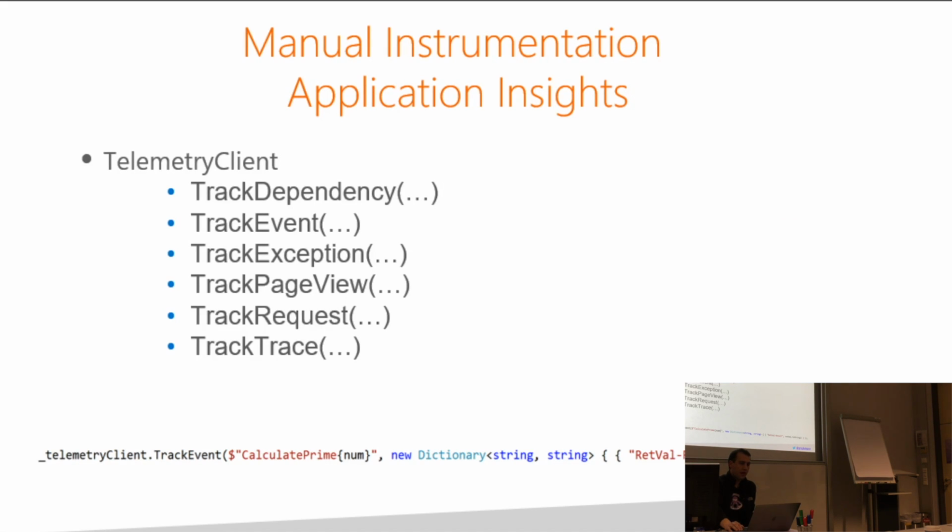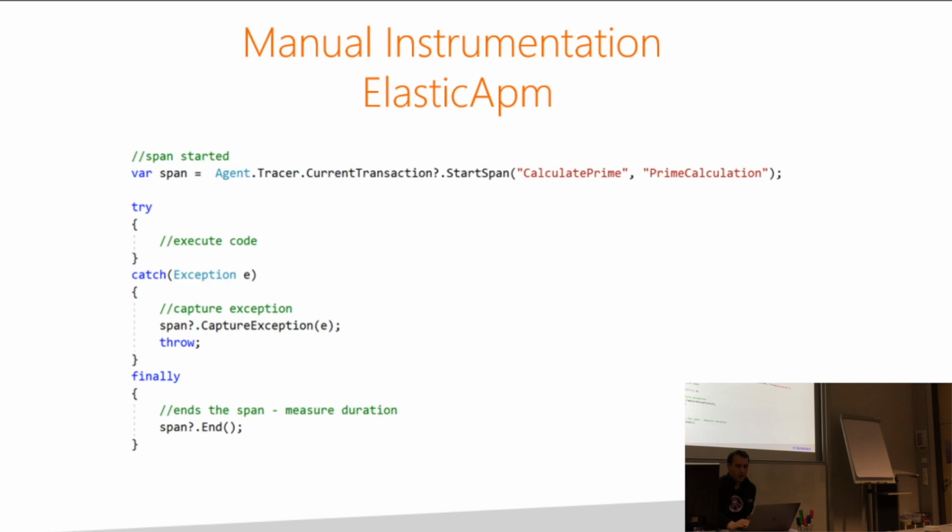Application Insights, for example, offers this class called TelemetryClient. With the TelemetryClient, you can track different things. You can track dependencies, events, exceptions, page views, request traces. What you see here at the bottom of the slide is that we just track an event, the prime number calculation, and then you can have a name for that event, and then you can pass arbitrary information with that. Here we, for example, pass the return value, and this is going to show up in Application Insights.